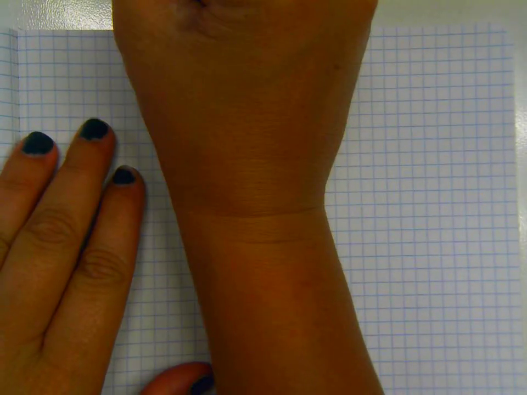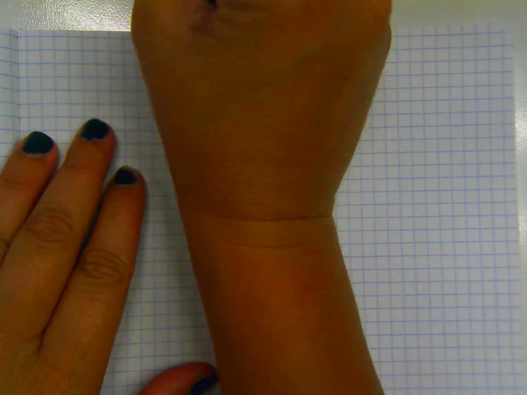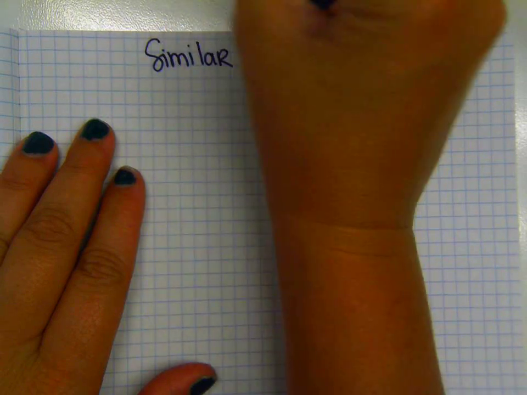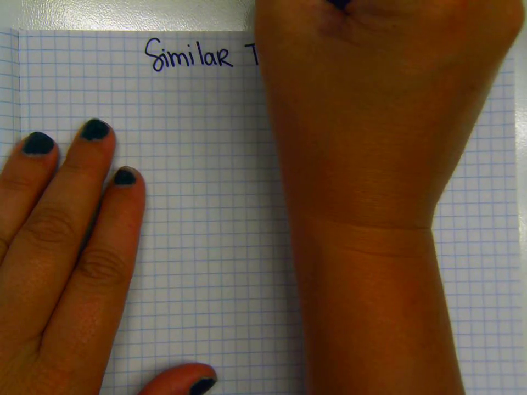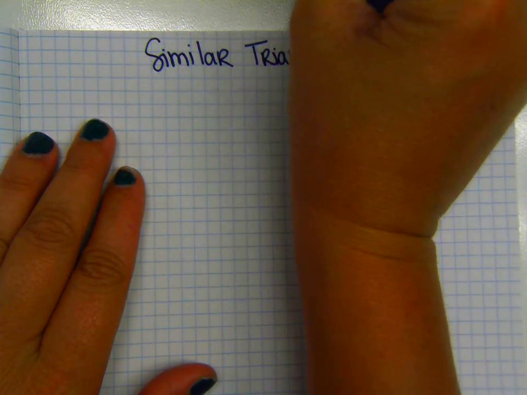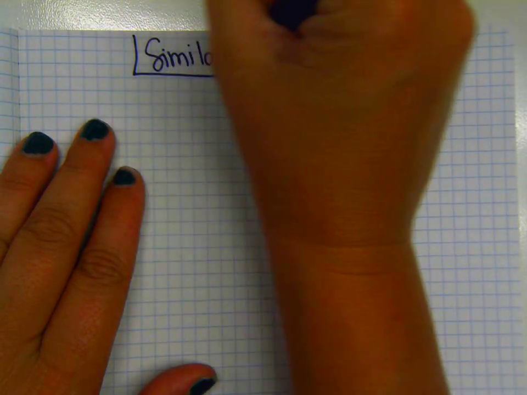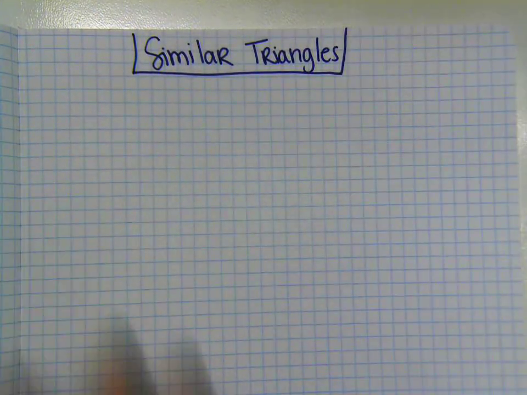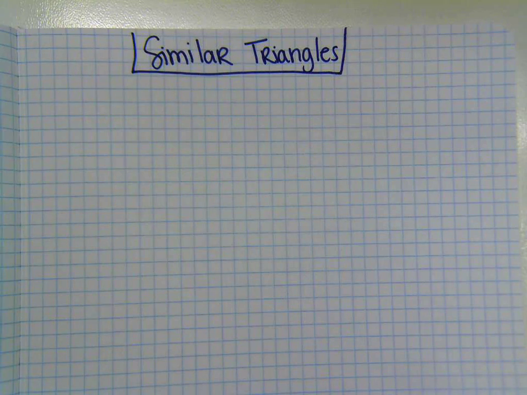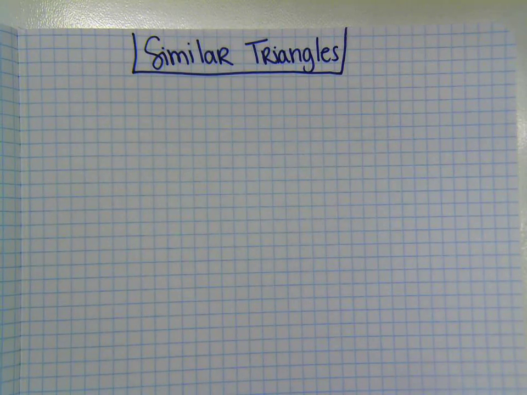Tonight's notes are going to be on similar triangles. Similar triangles, and this is on page 16. So let's start out with the definition.